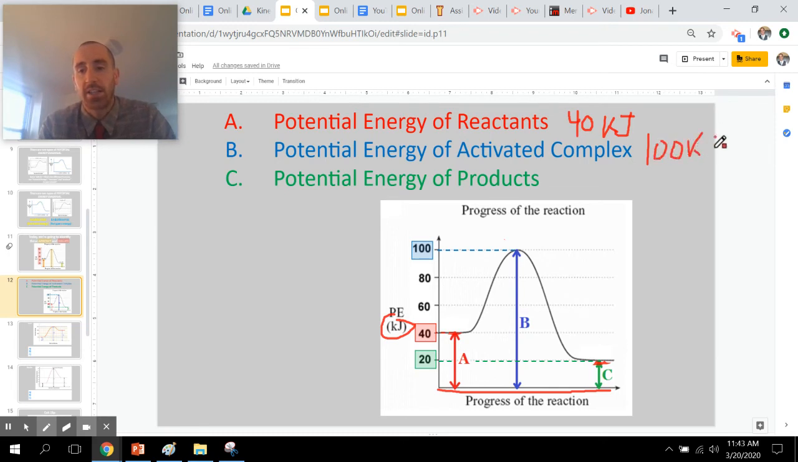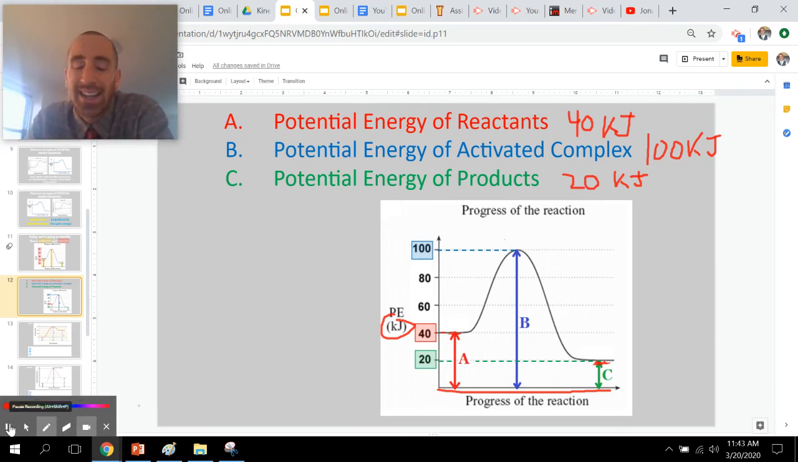And last but certainly not least, the potential energy of my products is only 20 kilojoules. Okay, so let's do a quick pause here, a quick check for understanding. Why don't you pause the video and tell me, does this represent an endothermic or an exothermic reaction, and tell me why? Pause the video.